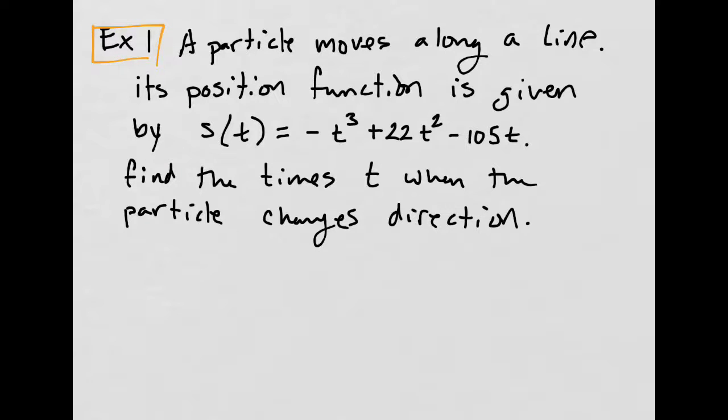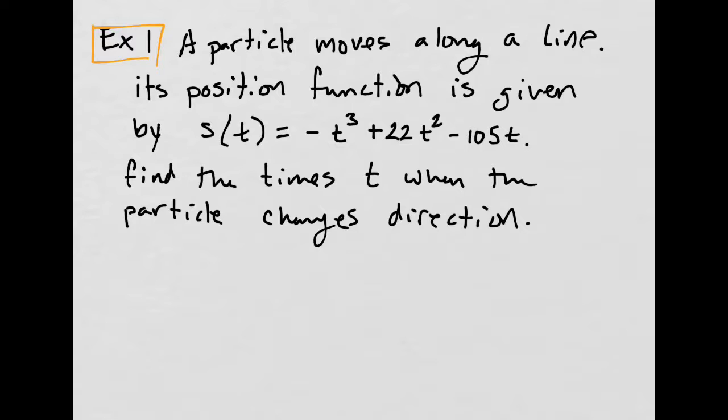All right, example one. A particle moves along a line. Its position function is given by s of t equals negative t cubed plus 22t squared minus 105t. Find the times t when the particle changes direction.